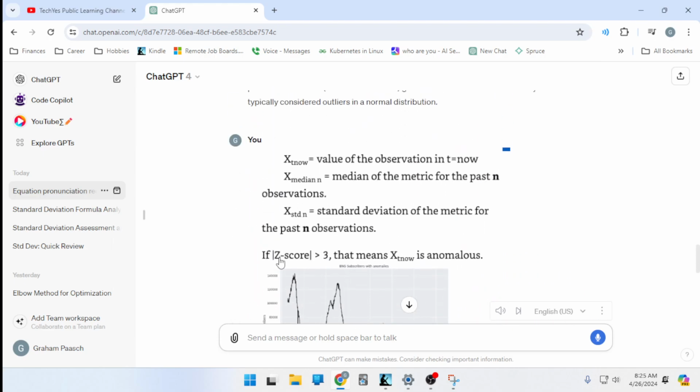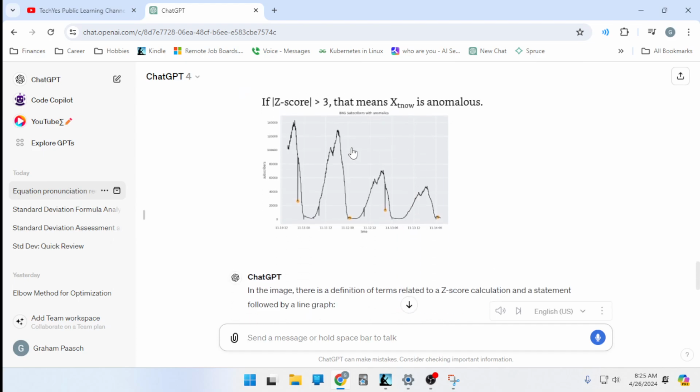Statement: if the absolute value of the z-score is greater than 3, this indicates that the observation x_now is anomalous. Graph: the graph seems to depict a time series of data points with certain points marked to indicate anomalies. These anomalies are likely the points where the z-score exceeds the absolute value of 3, which is a common criterion for defining outliers in many fields.